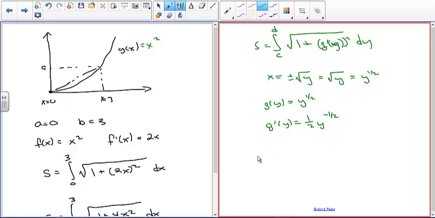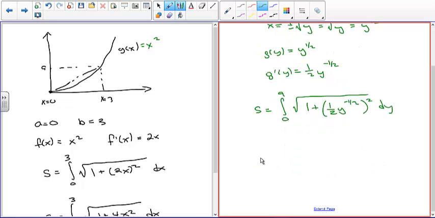So then I plug that into here, and you get the integral from 0 to 9, because y goes from 0 to 9, of the square root of 1 plus (1/2 y to the minus 1/2 power) squared dy. And if we square that thing, you end up with the integral from 0 to 9 of the square root of 1 plus 1 over 4y, because the square root of y is in the denominator, so when you square it, you get y in the denominator, and 1/2 squared is 1/4. So again, I don't know how to do that one either. Or you don't know how to do that one either.